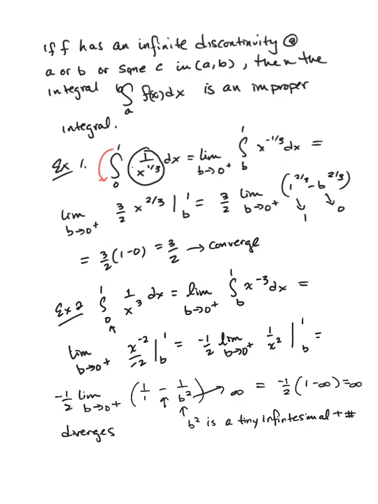I want you to notice something here. You see this exponent? That exponent is less than 1, right? 1/3 is less than 1. You see this exponent? This exponent is greater than 1. So when you have something like this, anytime you have a power that's less than 1, it's going to converge. And when it's greater than 1, it's going to diverge. What about if it's equal to 1?